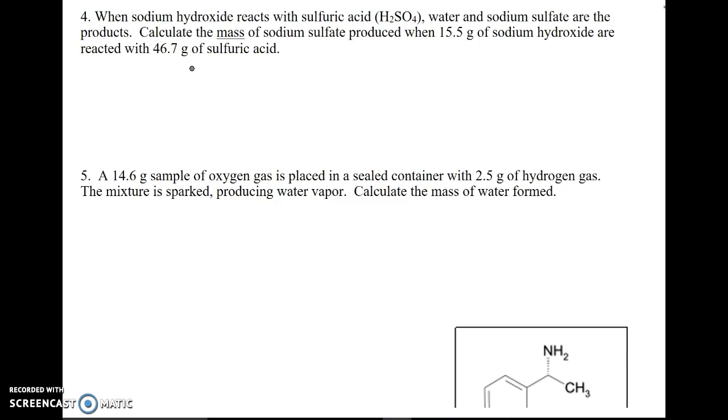So let's go ahead and write out our balanced chemical equation. So I have sodium hydroxide, which is NaOH, plus sulfuric acid, which is H2SO4. It reacts to produce sodium sulfate. Sodium, again, has a positive 1 charge. Sulfate is SO4, has a negative 2 charge, so it's Na2SO4, plus water, which is H2O.